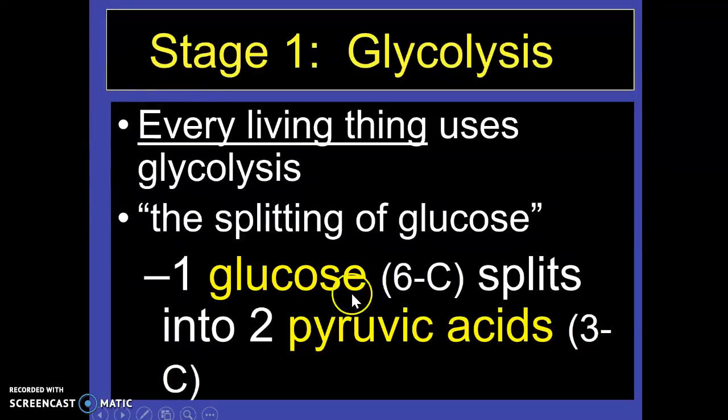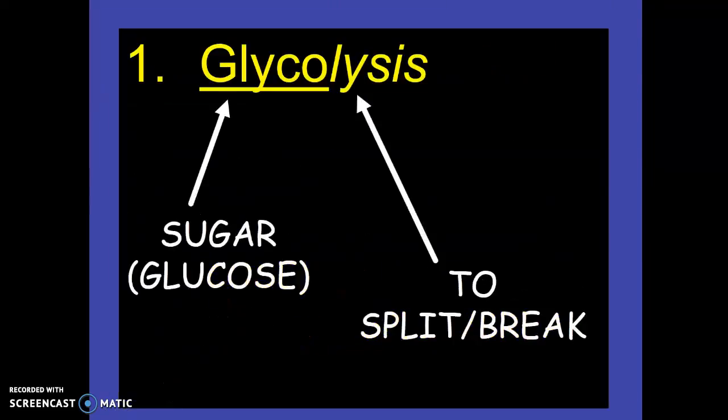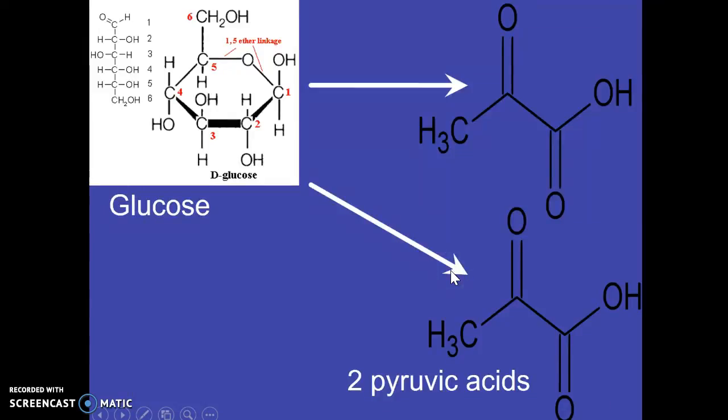One glucose molecule, so remember glucose is C6H12O6. We have 6 carbon, which is going to be split into 2 pyruvic acids, and each pyruvic acid has 3 carbon. So the first stage, we're going to be splitting the glucose molecule. Again, we have glyco, which we're talking about sugars here, glucose, and lysis is to split or break down. Here you can see the molecular formula. We're taking one glucose molecule and splitting it into 2 pyruvic acids.